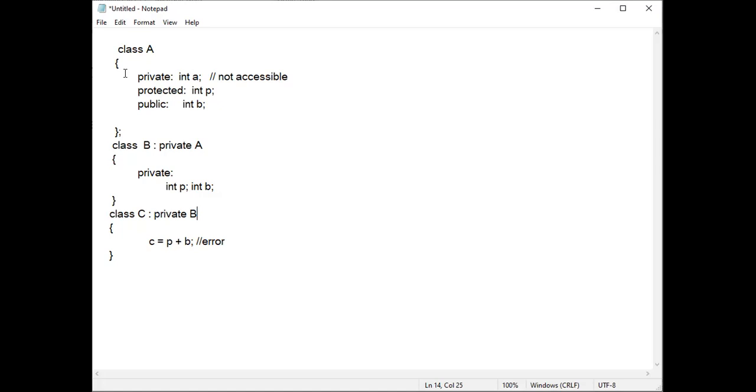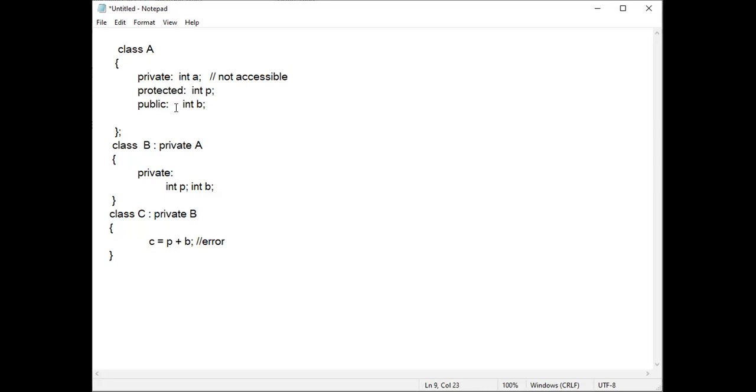That means in this case we are getting an error. When you took data from class A to class B, it was possible because data P and B were protected and public. If it is private, it cannot be inherited. It is protected and public, so we easily carried that data to class B in private mode.